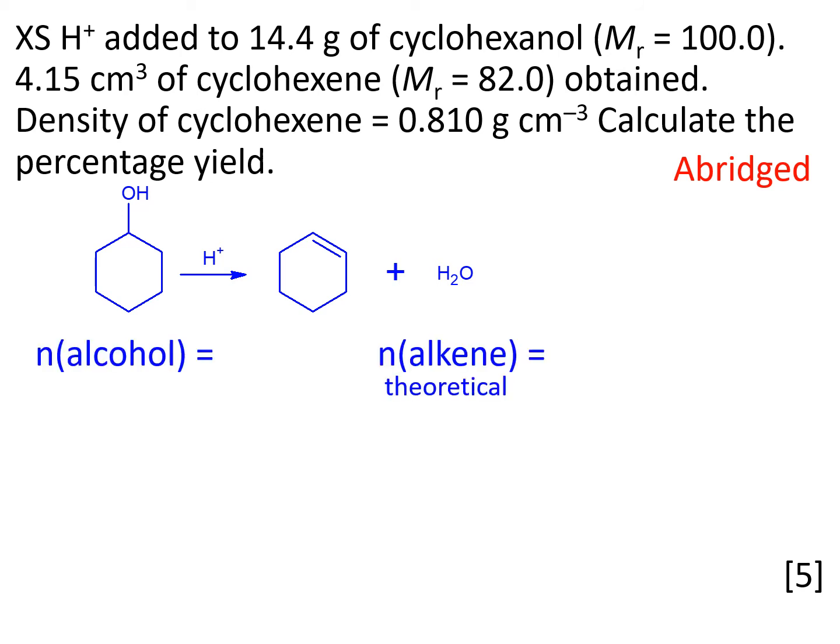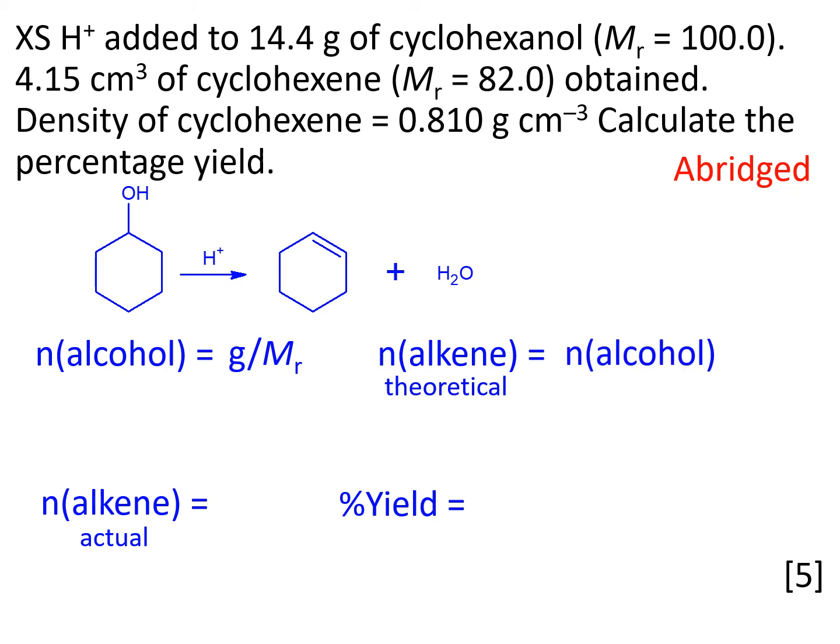The amount of the alcohol, the amount of the alkene theoretical and actual, and finally the percentage yield. We can just use those as a map to get from the beginning to the end of the question. The amount of the alcohol is worked out by mass over molar mass. The amount of the alkene, because it is a 1-to-1 reaction, is the same as the amount of the alcohol. That's theoretically, assuming 100% yield.